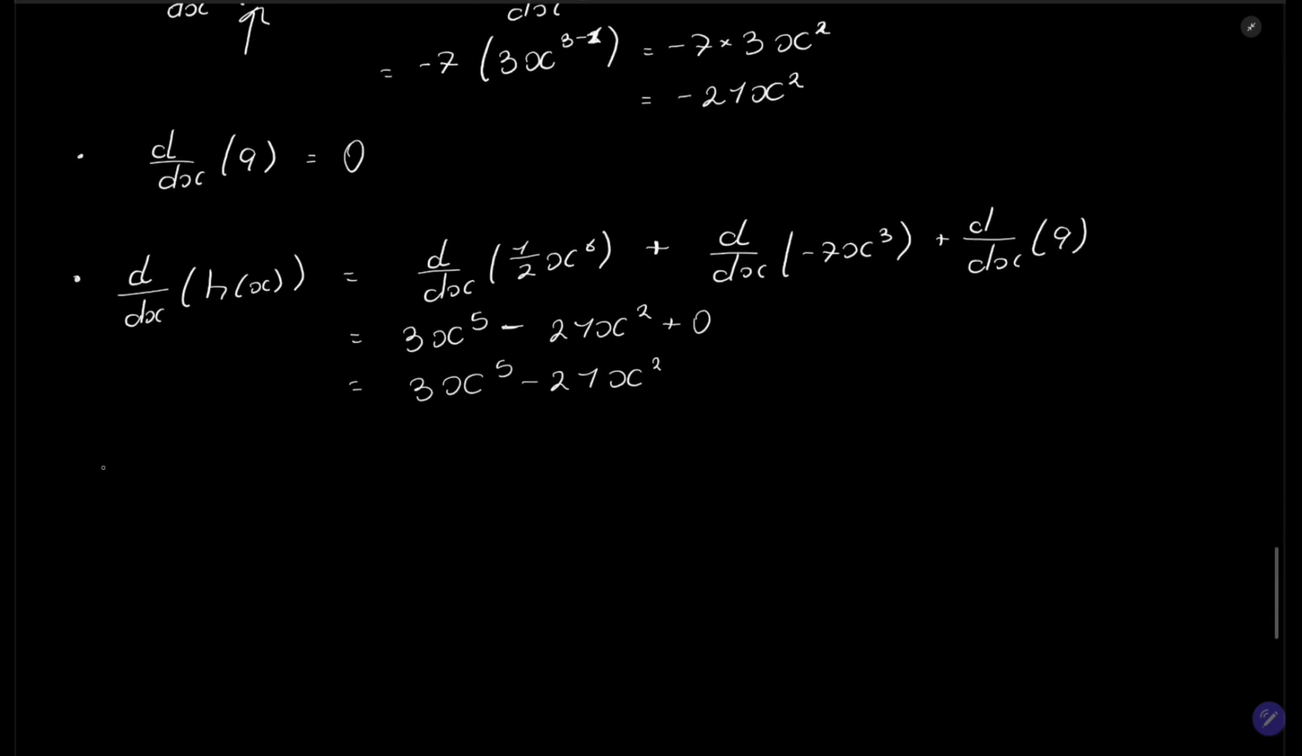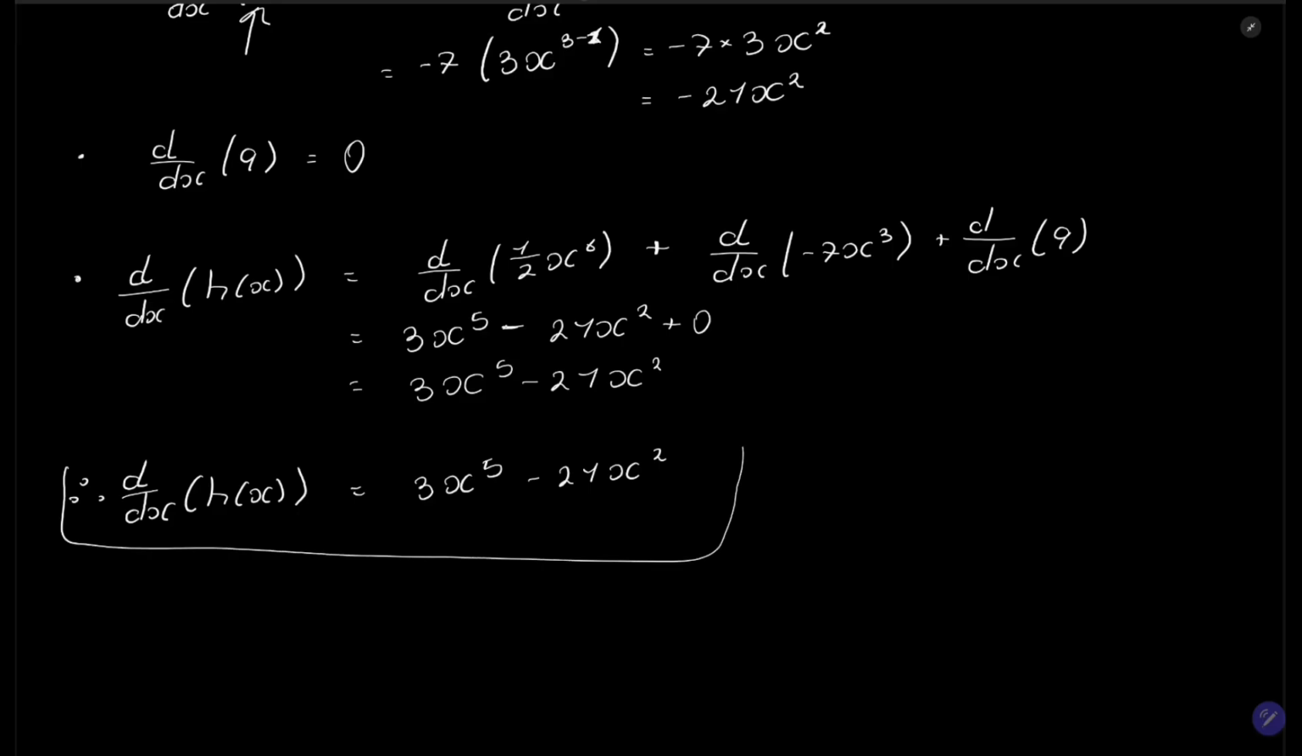We can then conclude that the derivative with respect to x of our function h of x can be represented as 3x to the power 5 minus 21x squared. So this is our answer.